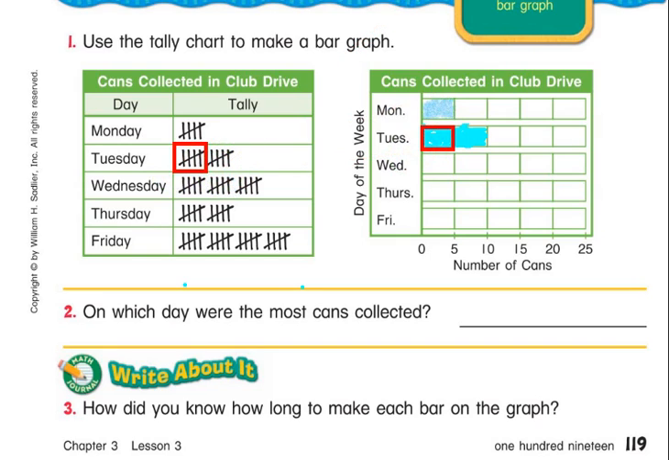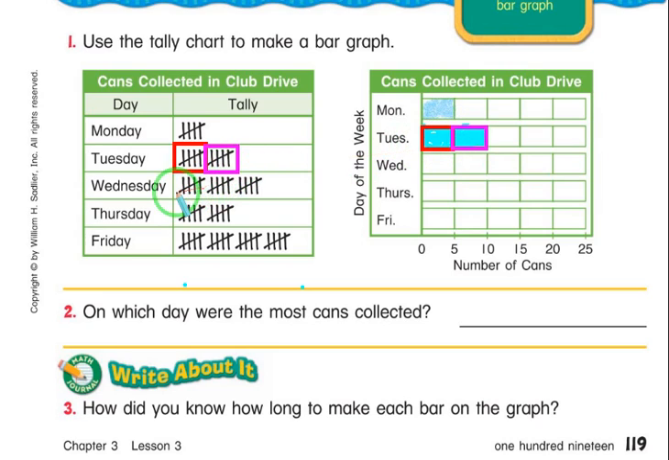5 more, so we color another square. Okay, so when you see 2 squares, you have to count by 5. Skip count by 5. So 5, 10. How many cans were collected on Tuesday? 10 cans.